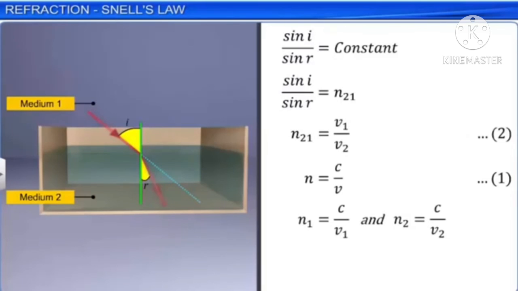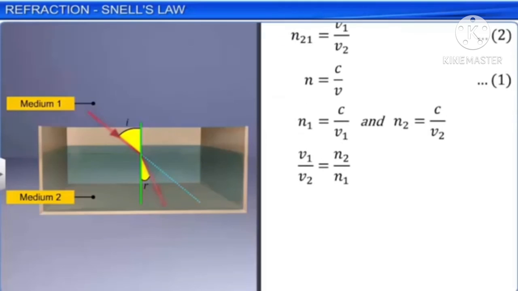If n12 is the refractive index of medium 1 with respect to medium 2, we can write that n12 is equal to v2 by v1. From these two equations, we can conclude that n21 is equal to 1 by n12.